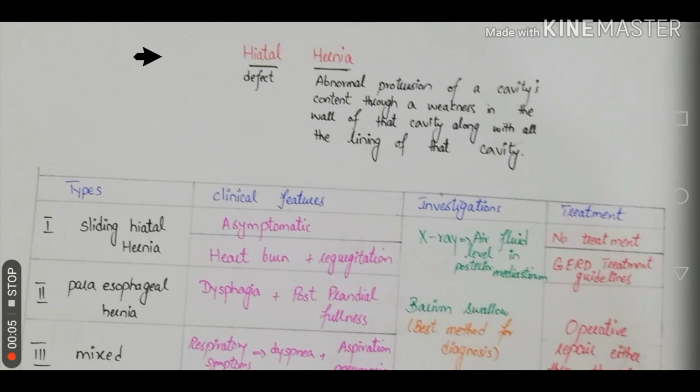So let us talk about hiatal hernia. By hiatal we mean a defect. By hernia we mean any abnormal protrusion of a cavity's content through a weakness in the wall of that cavity along with the lining of that cavity. Hiatal hernia is a defect in the diaphragm because of weakening of the phrenicoesophageal ligament so that the gastroesophageal junction cannot be kept in its normal position.